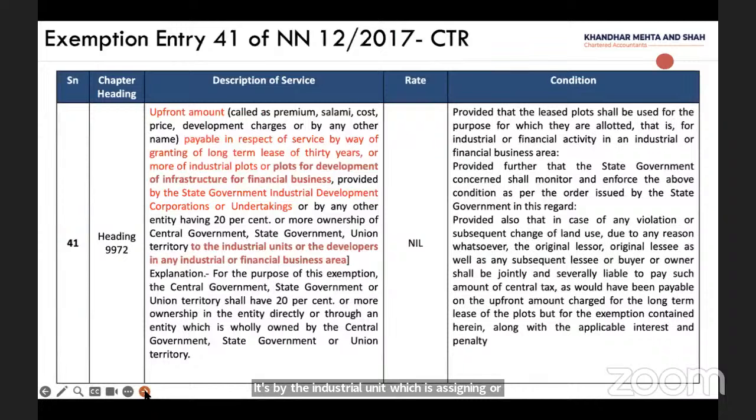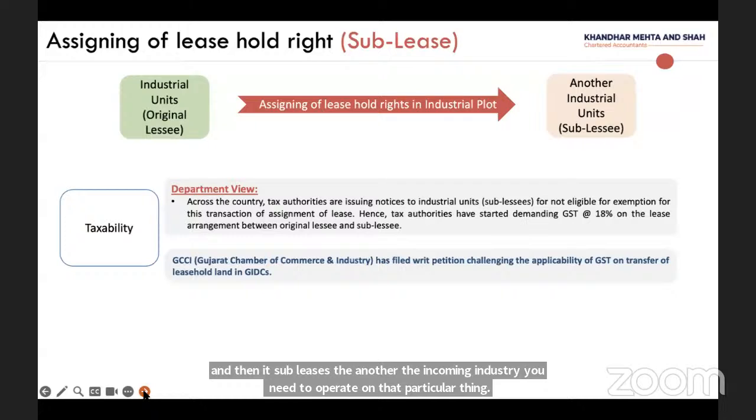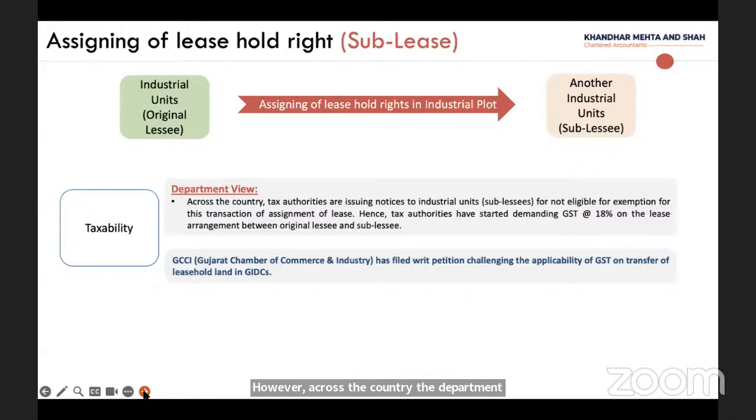Of course, we can argue that when I assign, the right again goes back to the Industrial Development Corporation, which enters into a tripartite arrangement, and then it subleases to the incoming industrial unit to operate on that particular land. However, across the country, the department has taken the view that on the second leg of the transaction, GST is applicable at 18%, and tax authorities have started demanding GST at 18%.